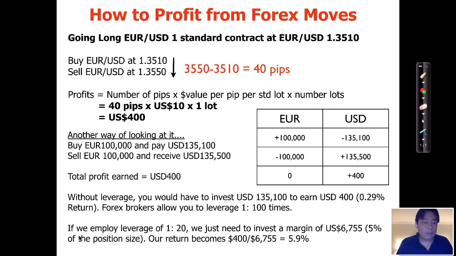So again, if you employ a leverage of 1:20, we just need to invest a margin. Margin means deposit of 6755, or rather 5% of the position size. So our return in this case becomes $400 profit over 6755, which is the deposit you need to buy 135,000 dollars, and that's a 5.9% return per trade, which is a lot better.